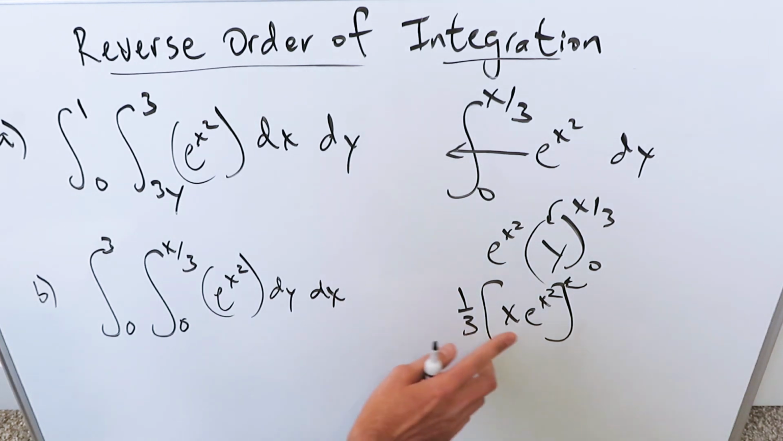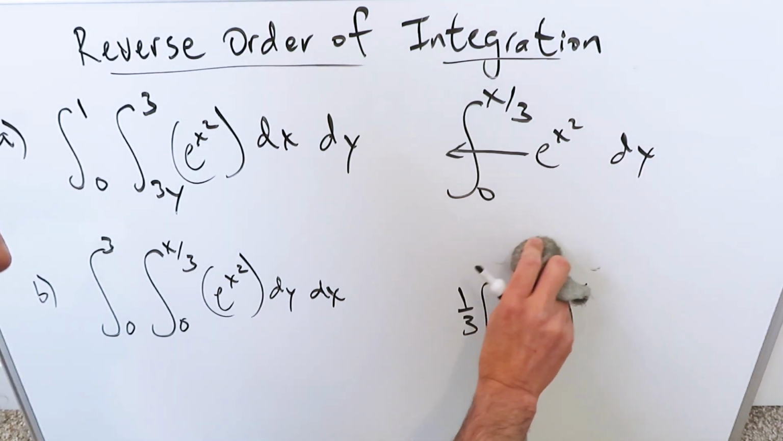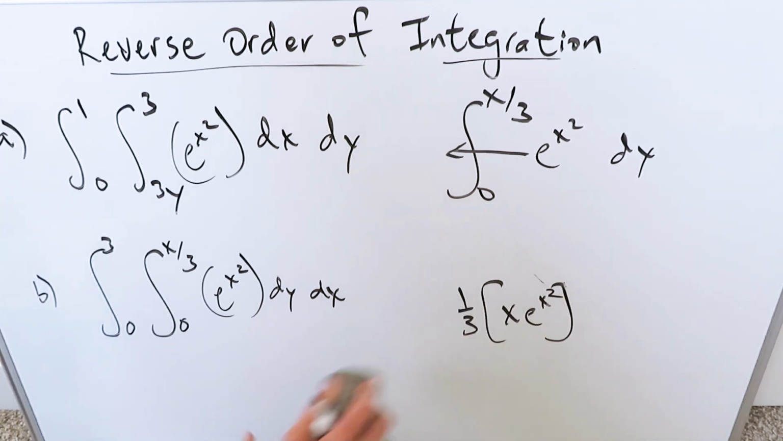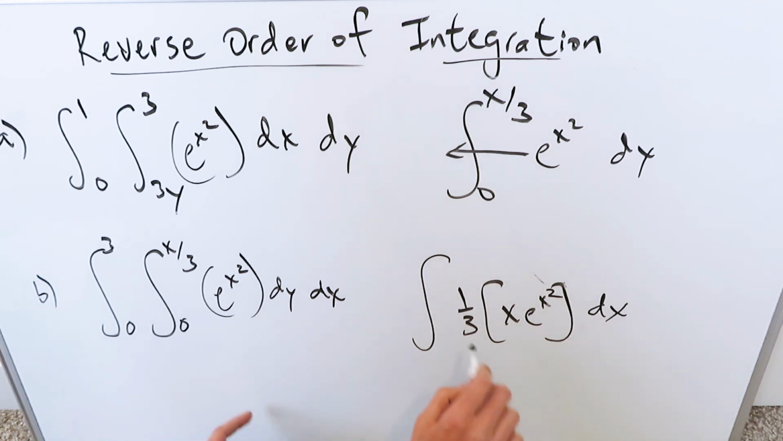I have a 1 over 3 x e to the x squared. That's what I have. Now it's going to come through in terms of my other integral, which is the outside integral. Let's erase this so we can take this to completion. My integral now with the dx is this. I have a 0 and a 3. And you can solve this.